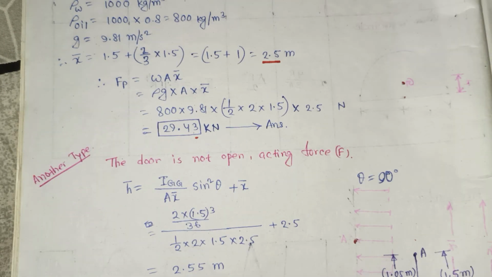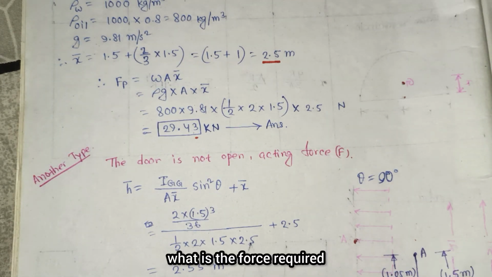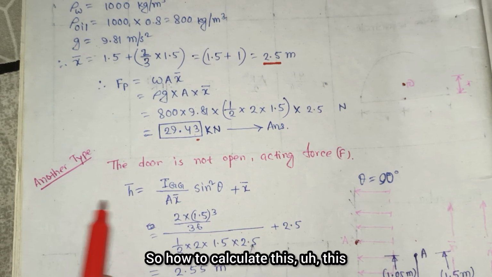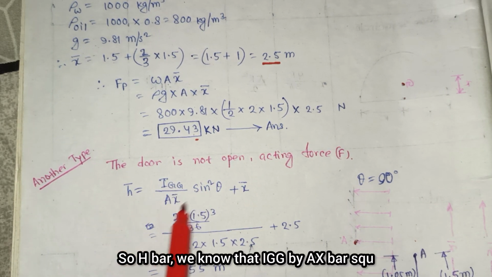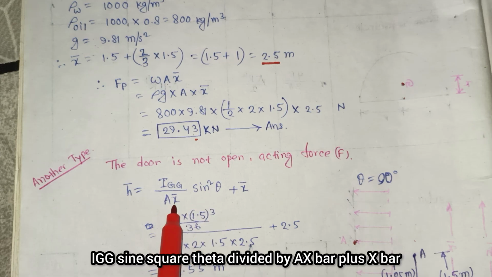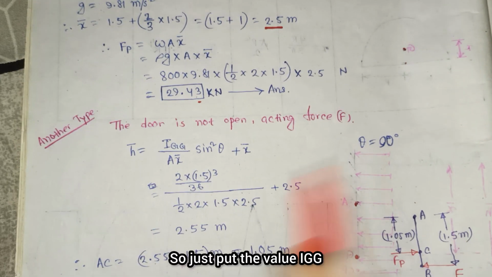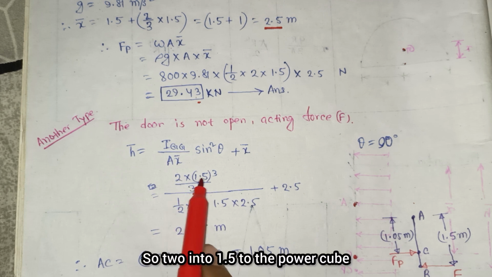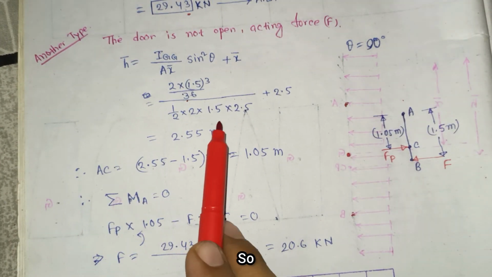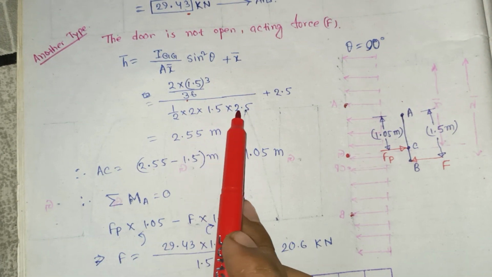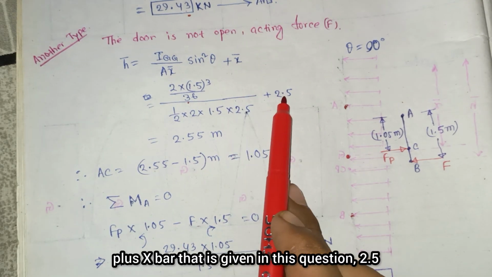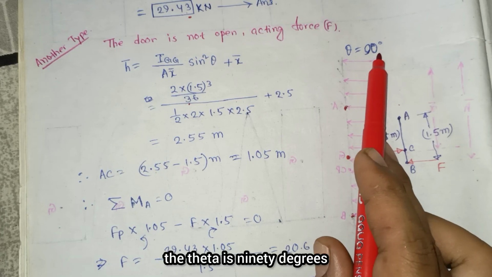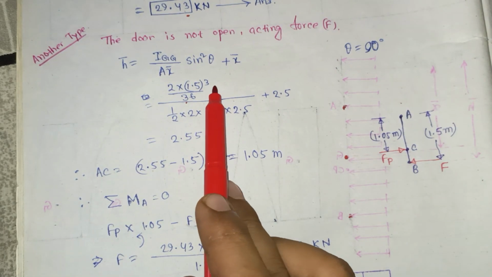Now if the question is asked in that way, what is the force required when the door is not open? So what is the value of force if the door is not open? How to calculate this? For h bar, we know that IgG sin square theta divided by A x bar, plus x bar. So just put the value. IgG for a triangle, we know that is b d cube by 36. So 2 into 1.5 to the power cube divided by 36, divided by area 1 by 2 into 1.5 into 2.5, plus x bar, that is given in this question as 2.5. So from here it will be 2.5 meter. And theta here is 90 degrees, so sin theta is equal to 1, so sin square theta is equal to 1.